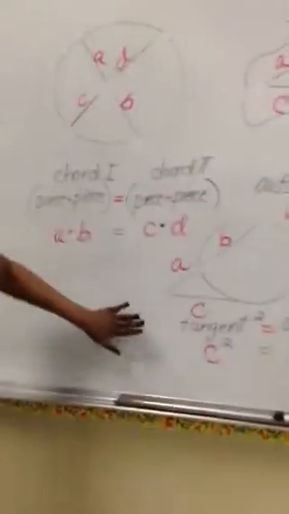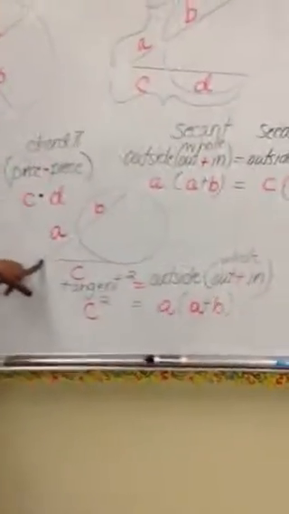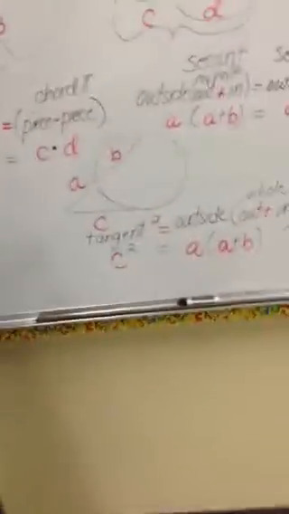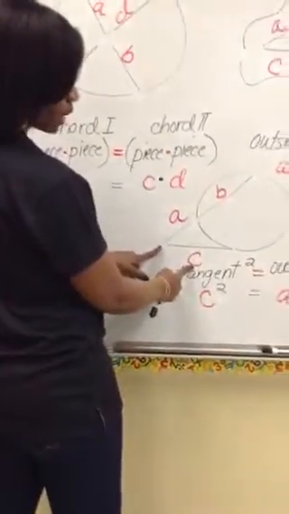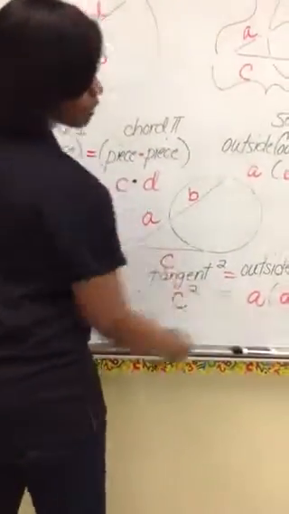And then for the third scenario, you could have a secant and a tangent that meets at a common point on the outside. Okay? So, once again with the secant, you take the measure for the outside, which is A, and multiply that times the measure of the whole secant segment. To get the whole measure, we add the outside plus inside, A plus B. But for the tangent, we take that one measure and we square it. So we have our equation.